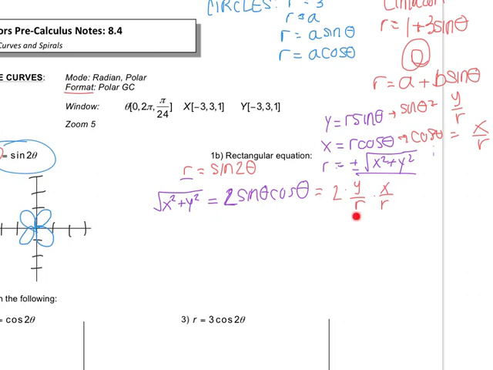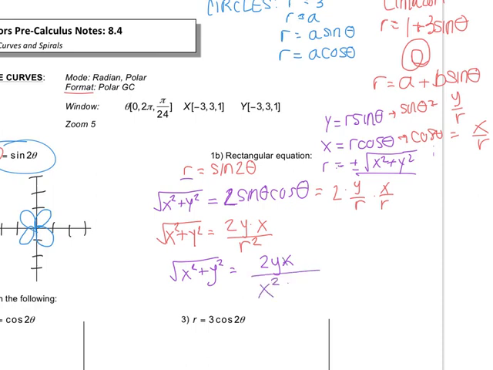And then we see these r's reappear again, which we don't really want. Let me write this next line. Just to simplify what we have, the square root of x squared plus y squared equals 2y times x over r squared. So this r is an issue. But if r equals the square root of x squared plus y squared, then r squared would just equal x squared plus y squared. So we end up with this equation: 2yx divided by x squared plus y squared.